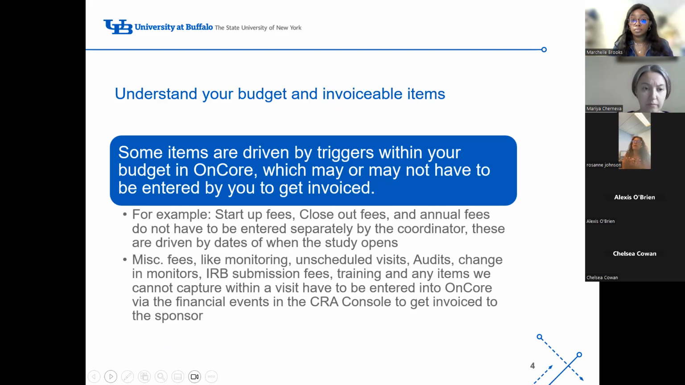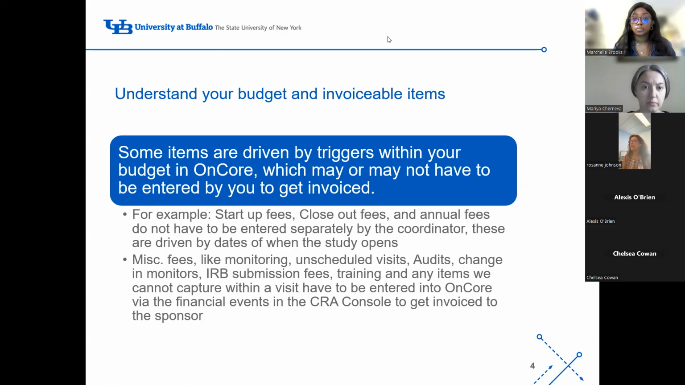So the big thing about your budget and invoiceable items is there's certain things that need to be entered that are called protocol-driven items. These are things that are invoiceable to the sponsor that occur outside of a visit. And there's multiple ways that these can be set up in the OnCore system. Just make sure that you're aware of what these items are within your study, what needs to be recorded by you or entered by you, and how the other items are set up or triggered in the system.